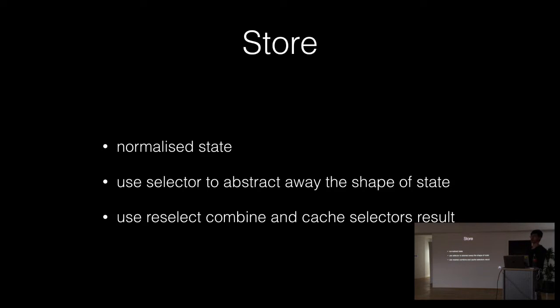Okay, and then store is something everybody knows already. This is Redux. And we use normalized state. We use ID by ID. And we use selectors to abstract away the shape of the state. And we use reselect to combine and cache selector results. This is super important because we are dealing with phones, and you should always prevent re-rendering of React components. And by the way, our React components are all stateless functions. We rarely use createClass or extend React component or something like that. We always use these stateless functions. So it means it always re-renders if you have something different.